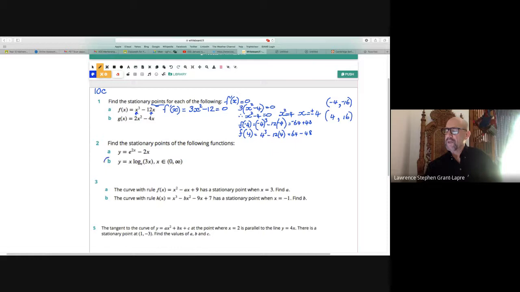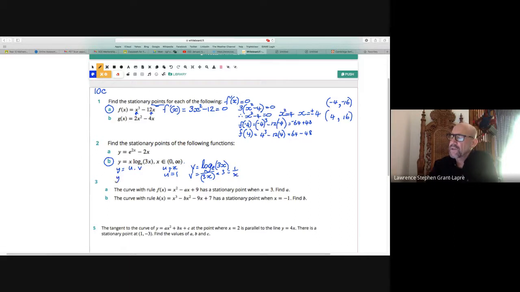Let's look at 2b. Well, that was 1a. Find the stationary points for the following functions. We want to get the derivative. Now we've got a u, v. So u is x, v is log base e of 3x. So the u dash is 1, and v dash, the derivative of log, is 1 over 3x, that's the first bit, times 3. So we get 1 over x.